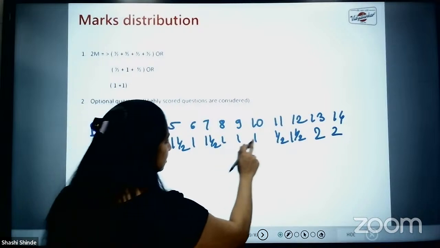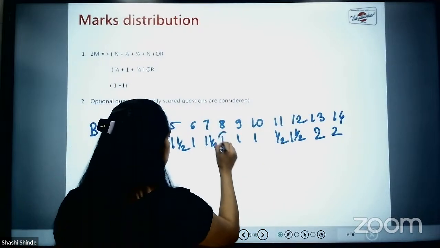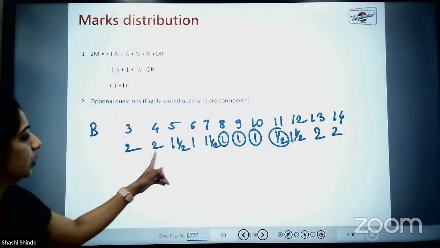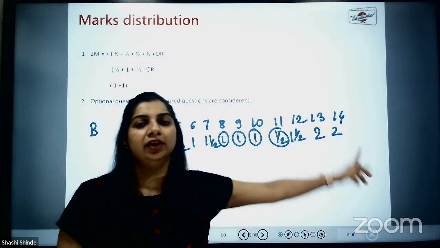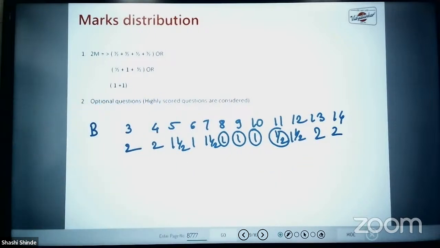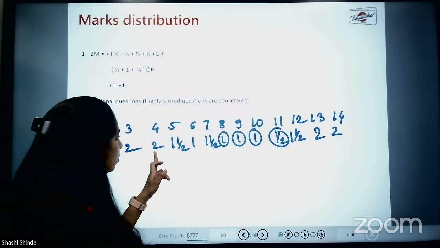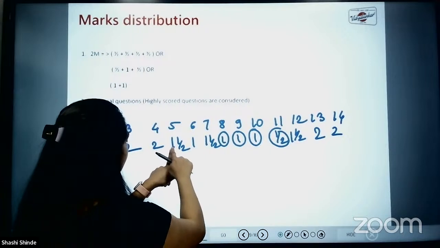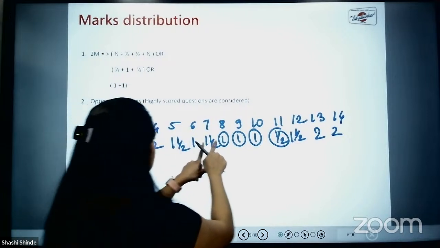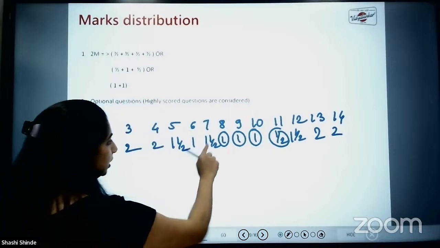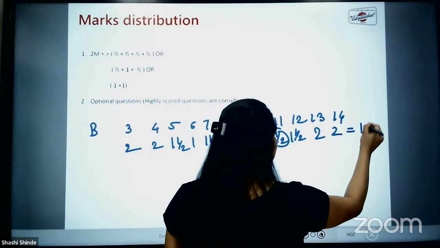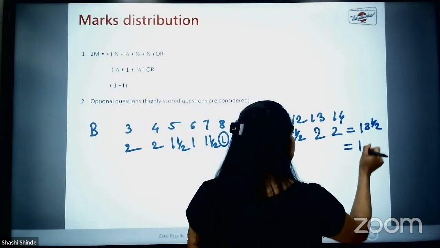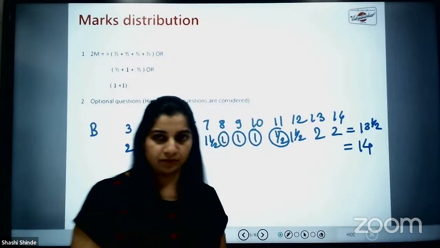Right? So these 4 will be considered as optional. So the highly scored 8 will be considered. 1, 2, 3, 4, 5, 6, 7, 8. Right? Now if you do the total, 2 plus 2 plus 2 plus 2, 8. Then we have 9, 10, 11, 12. Half plus half, 13. Total we are getting 13 and a half. 13 and a half will be rounded off to 14.